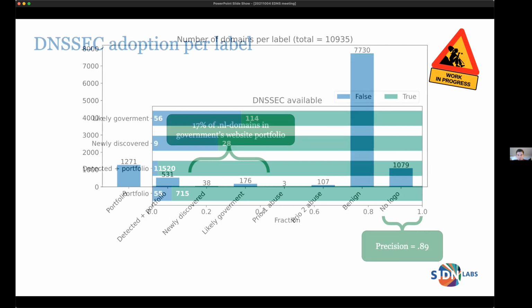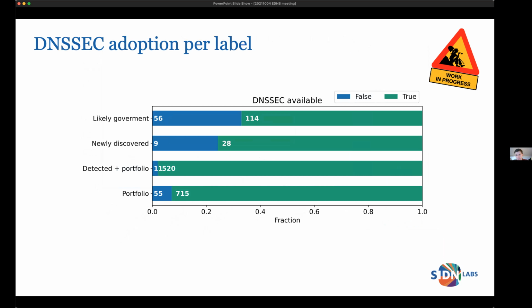And that's the thing that I'm currently researching. So here you can see to what extent DNSSEC is adopted for each category. And the bottom 2 bars here, those are the ones that were already in the portfolio and the ones that were in the portfolio of the government and detected by our tool. And you can see here that the majority of those domain names do support DNSSEC. However, the adoption rate is a little bit lower for domain names that are likely from the government and the ones that are definitely from the government.